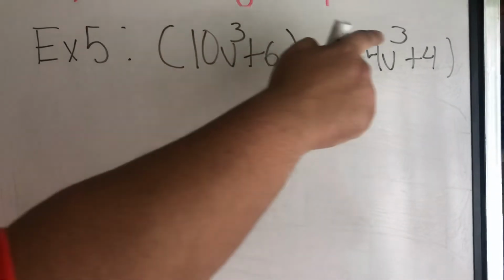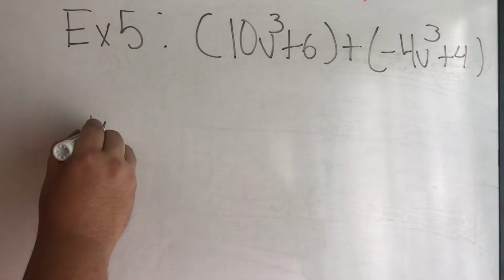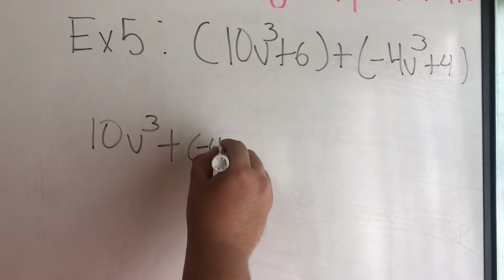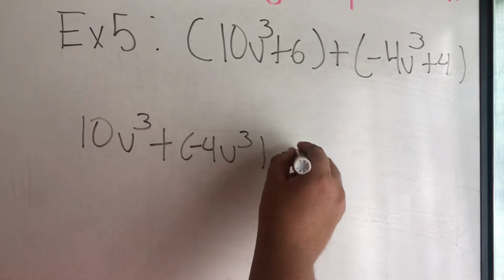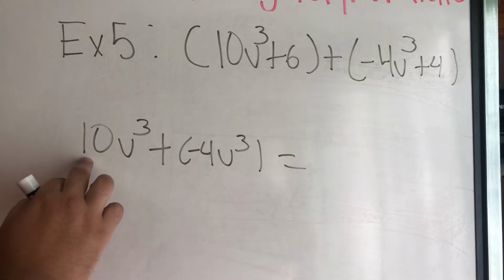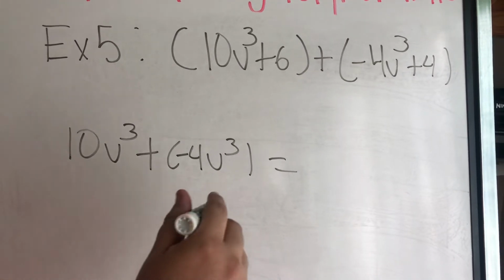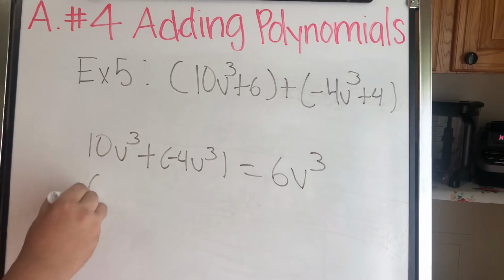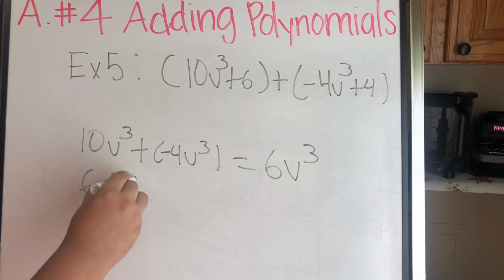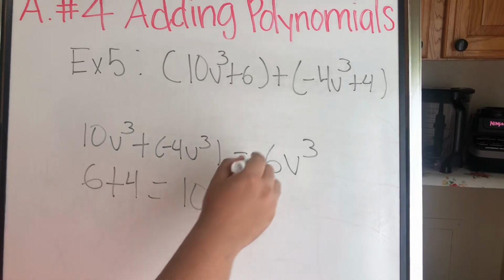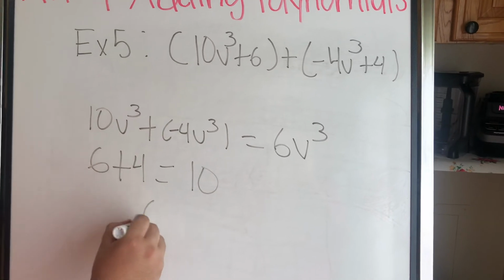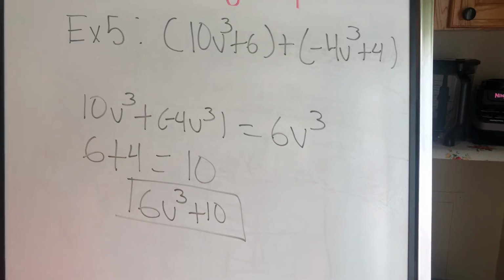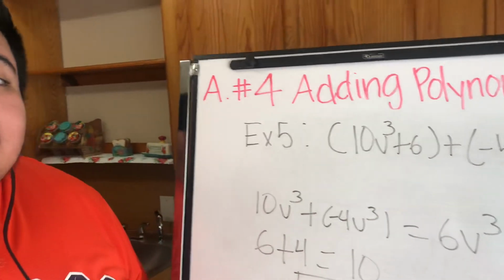Highest exponent, cubes, right? There's 2 of them. So 10v cubed plus negative 4v cubed. So in this case, this means 10 plus negative 4, or 10 minus 4, which will give us 6v cubed. And then last off, 6 plus 4. We add that, that is 10. Then let's combine both our answers. 6v cubed plus 10. And you are complete.